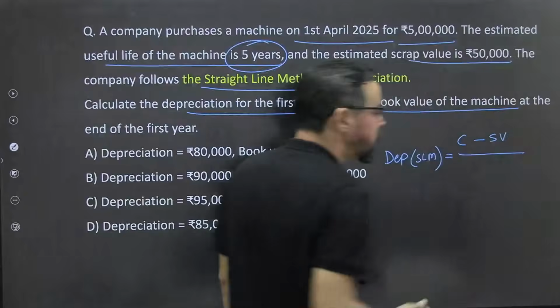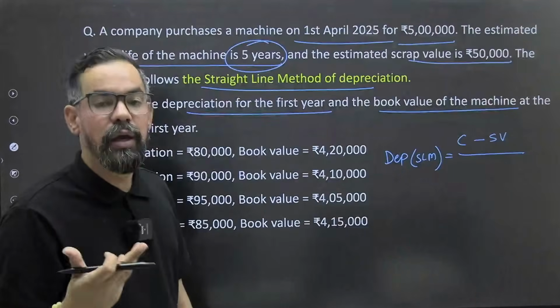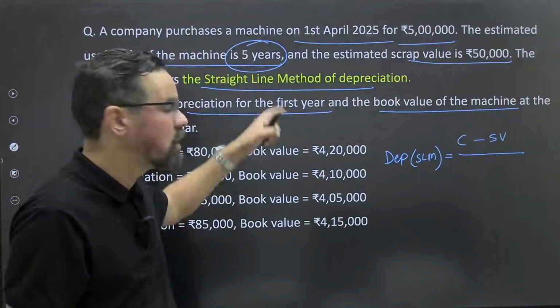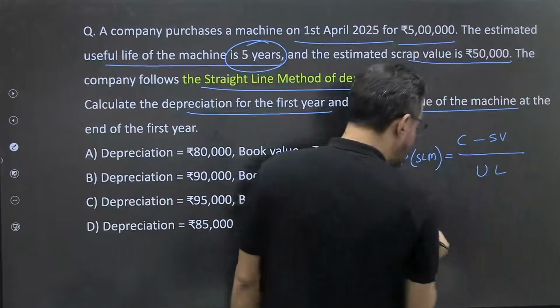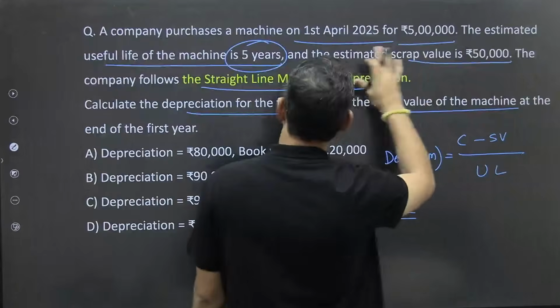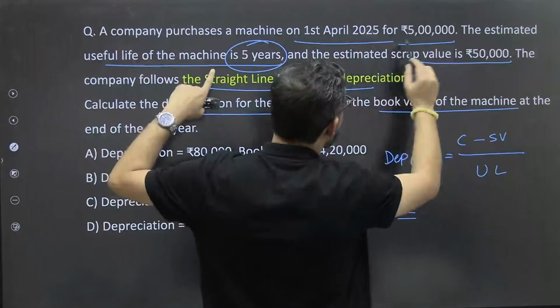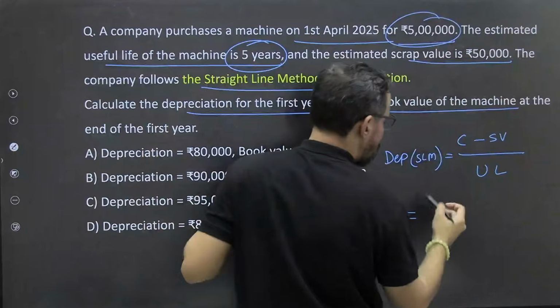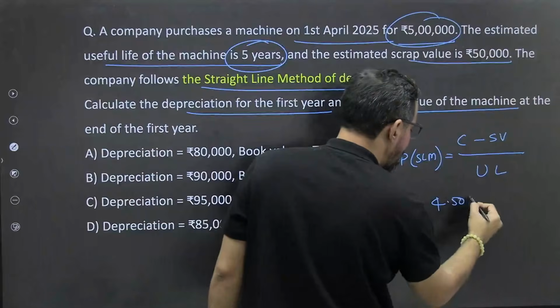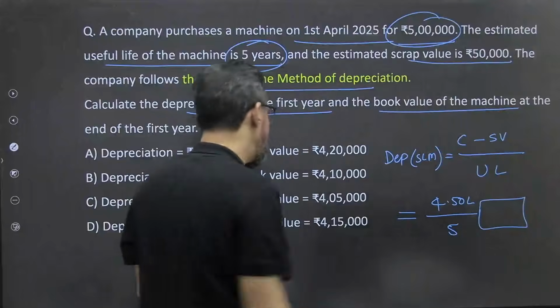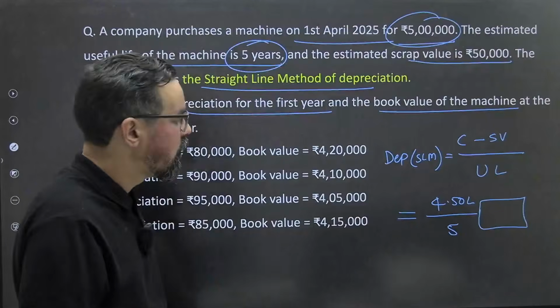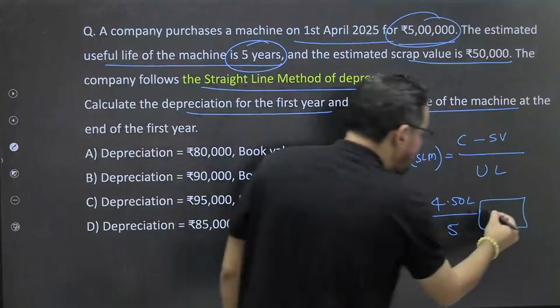Salvage value is basically scrap value. After 5 years, the amount which we will get, divide by useful life or economic life. That means we purchased at 5 lakh and 50,000. So 4.50 lakh divide by 5. So this will be your depreciation. How much will it be? 90,000. So it will be 90,000.